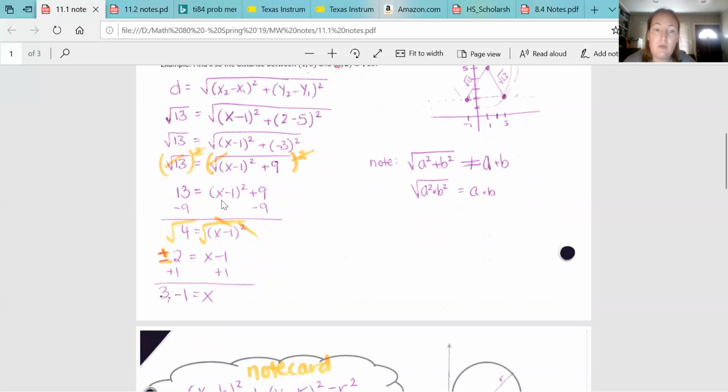So 13 will equal x minus 1 squared plus 9. Again, to get x by itself, we need to undo this addition here. And then we'll need to undo the square by taking the square root of both sides.